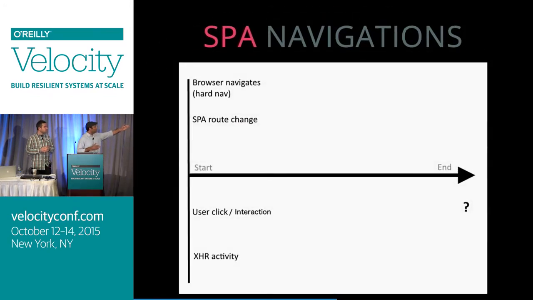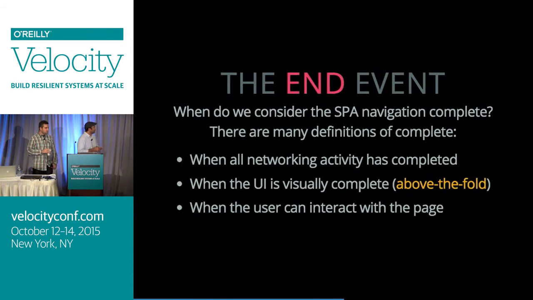So we figured out where to start, right? There's a SPA route change or a user click or XHR or some other interaction. Like I like to play with my Leap Motion. I may not be touching it, but I'm actually firing events, and I could listen to those events as well, or XHR activity. But how do you tell the end? When do we actually consider that complete? Well, we could say when all networking is complete, but how do we know when all networking is completed?